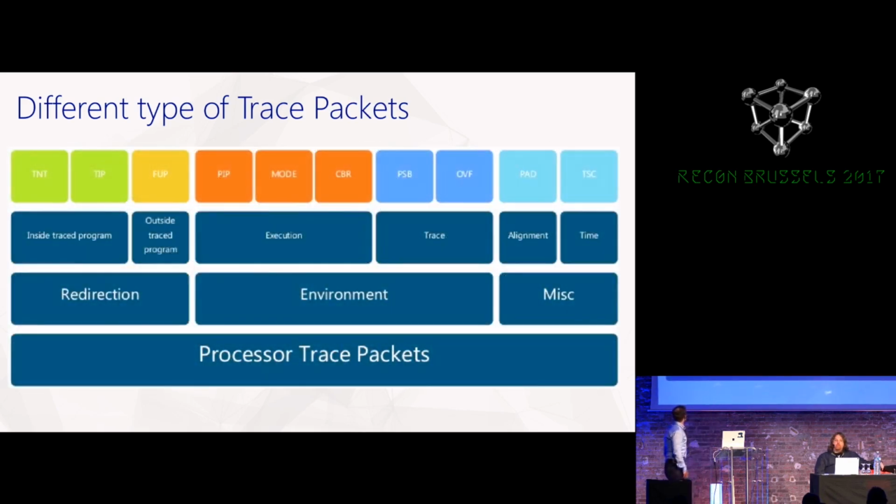Here is a big diagram. I will refer you to the Intel manual if you would like to understand the nitty-gritty details of each packet. The ones that we are interested in, as I have said, are the branch packets: taken, not taken, target IP, and flow update.